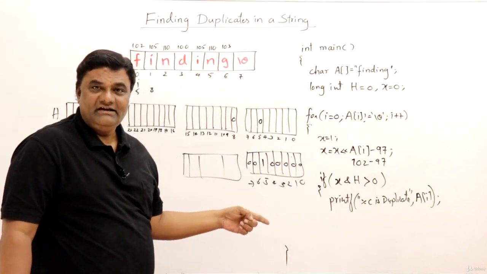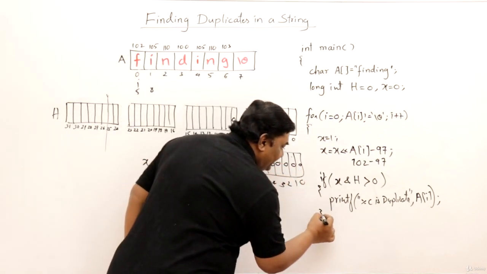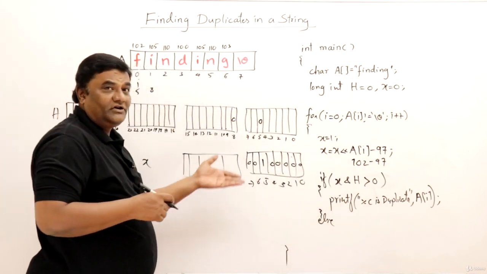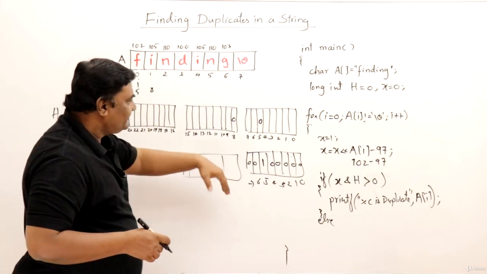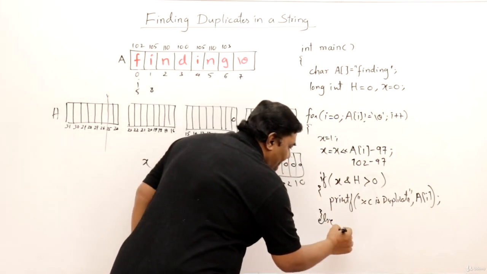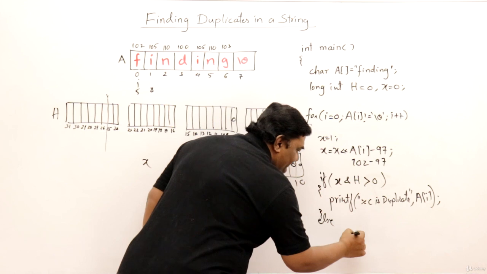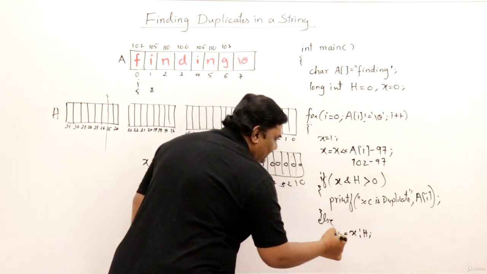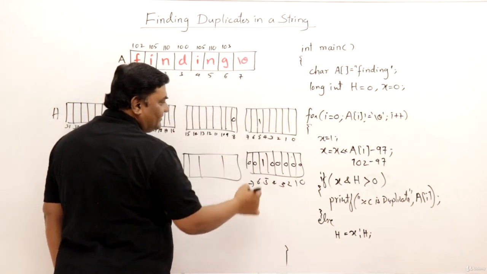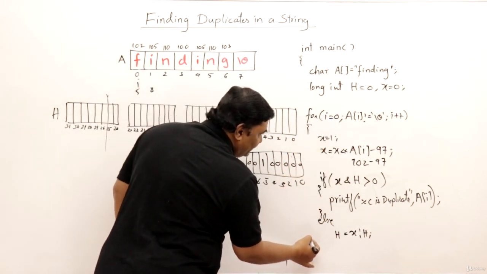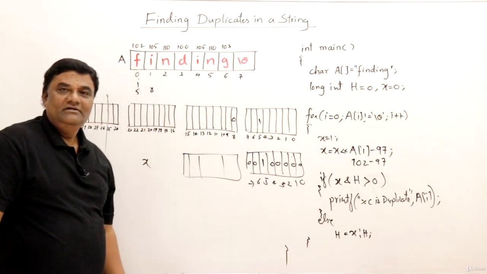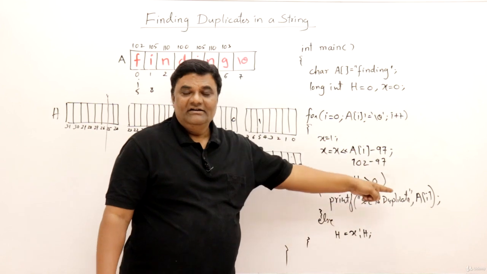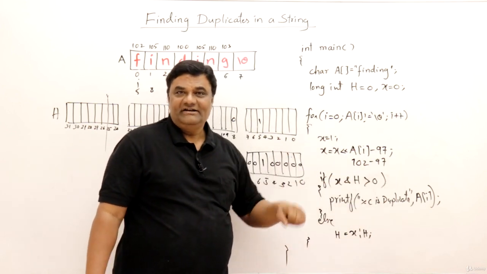It's already there. If it is not there, if it is not 1, then set it as 1. We got that alphabet, so set it as 1. How to set it? By performing merging. So x or h, store the result in h only. So this will be set as 1. So that's all. This is the close of the loop. So wherever there is a duplicate, it will display that alphabet.